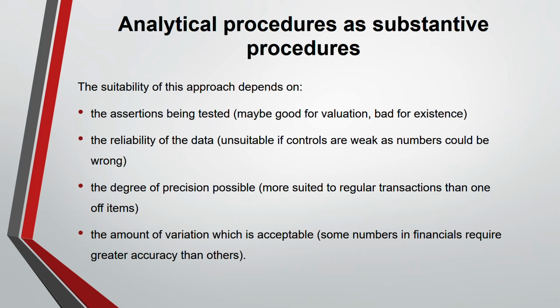Some numbers in financials require greater accuracy than others. Not everything requires a great amount. Some require more accuracy than others. But that does not mean that others you can leave. Everything has to be accurate up to the maximum that you can. But some require more accuracy than others because they are very material. For example, one example is sales, your revenue.